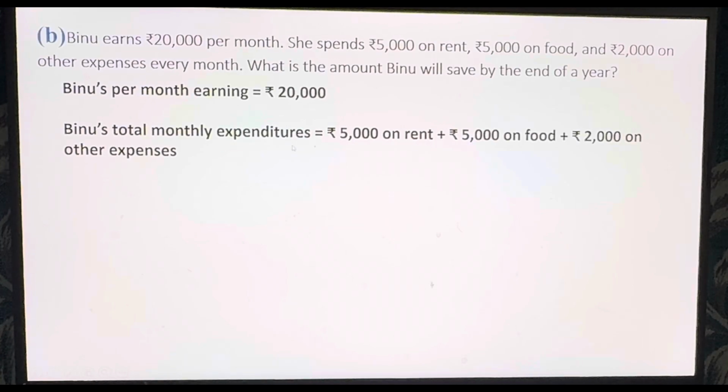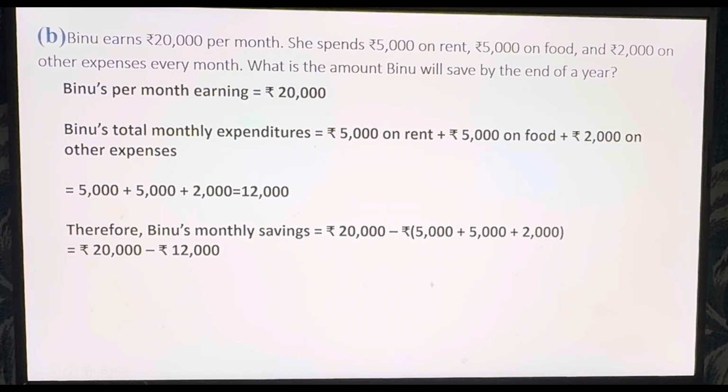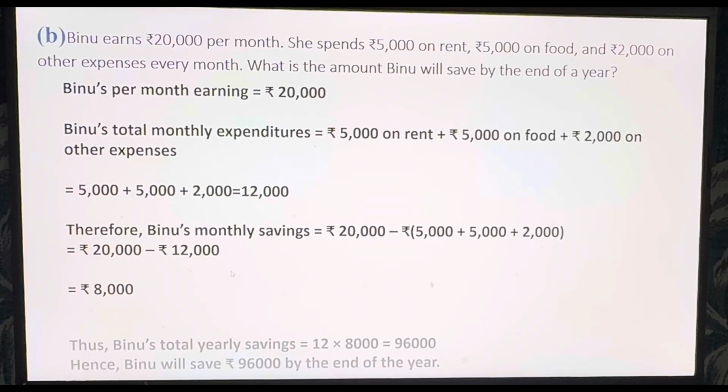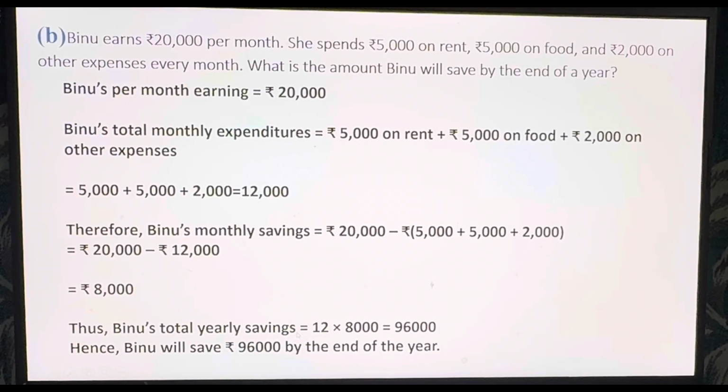So total monthly expenditure if we see, so 5,000 on rent, 5,000 on food, plus 2,000 other expenses, this will be around 12,000, right? Now, how to find out savings? Binu's earnings minus the expenditure. So 20,000 minus 12,000, which gives you 8,000, right? So that's Binu's total yearly savings they have asked. So in a month she is saving 8,000. So in a year, 1 year is 12 months. So 12 into 8,000, that is 96,000 she can save by the end of the year, right?